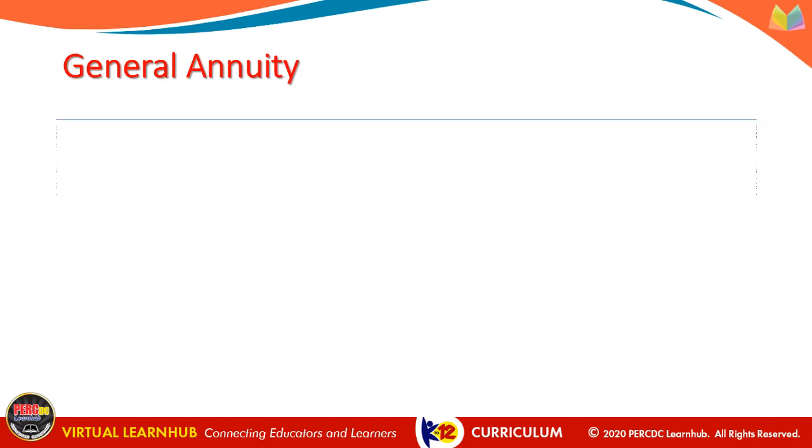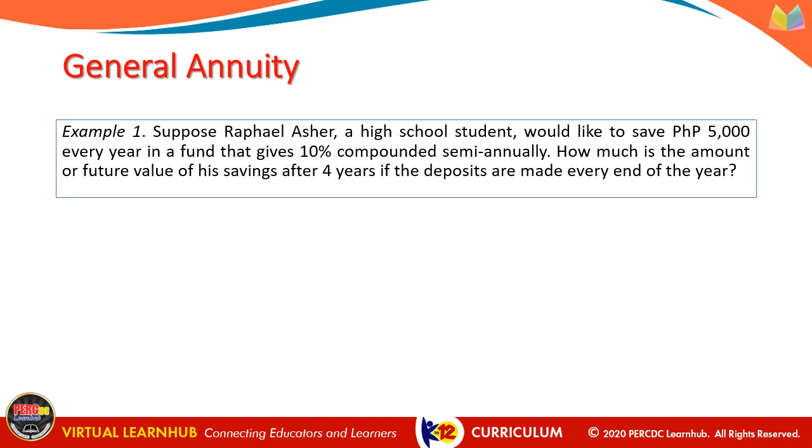Let us have example number 1. Suppose Rafael Asher, a high school student, would like to save 5,000 pesos every year in a fund that gives 10% compounded semi-annually. How much is the amount or future value of his savings after 4 years if the deposits are made every end of the year?